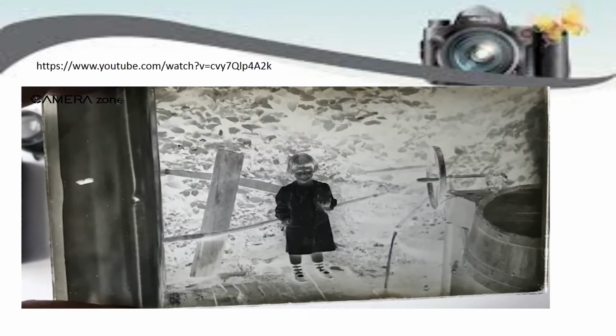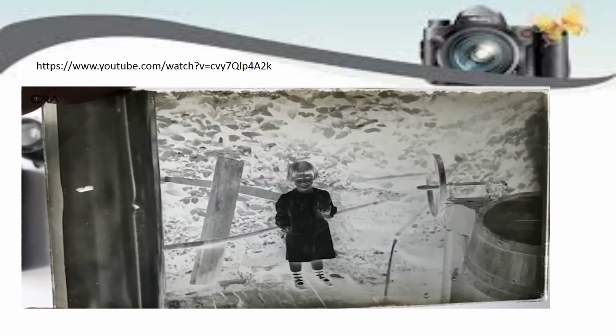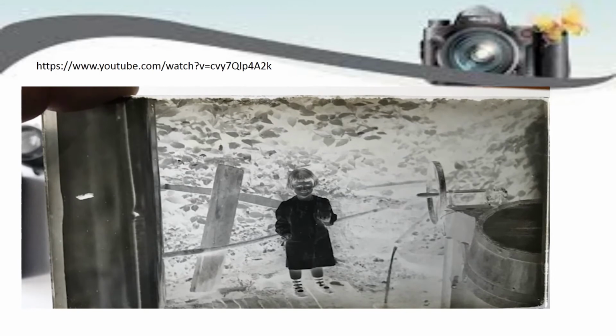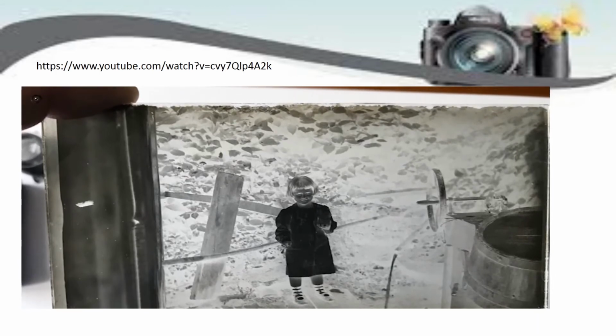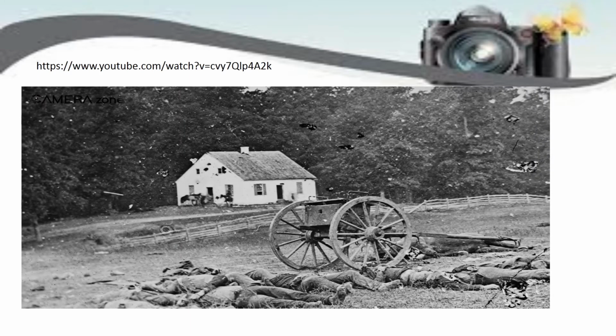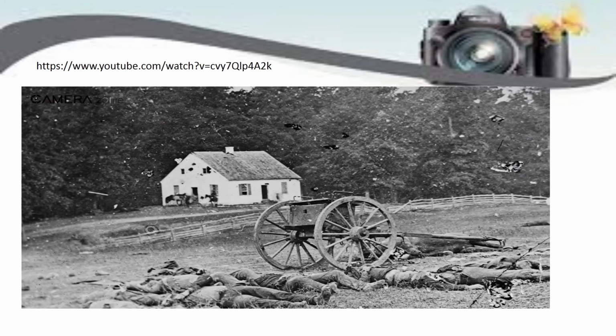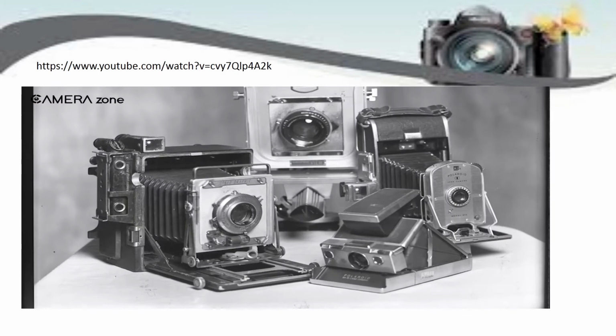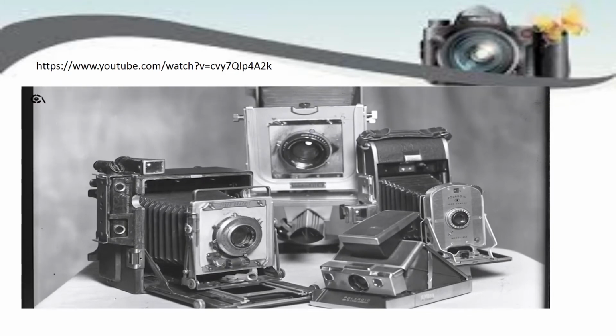Emulsion plates quickly gained popularity as they required only a few seconds of exposure time, which made them much more suited to taking portraits. As a matter of fact, many photographs from the Civil War were produced on wet plates, and it was during this time that bellows were added to cameras to help with focusing.